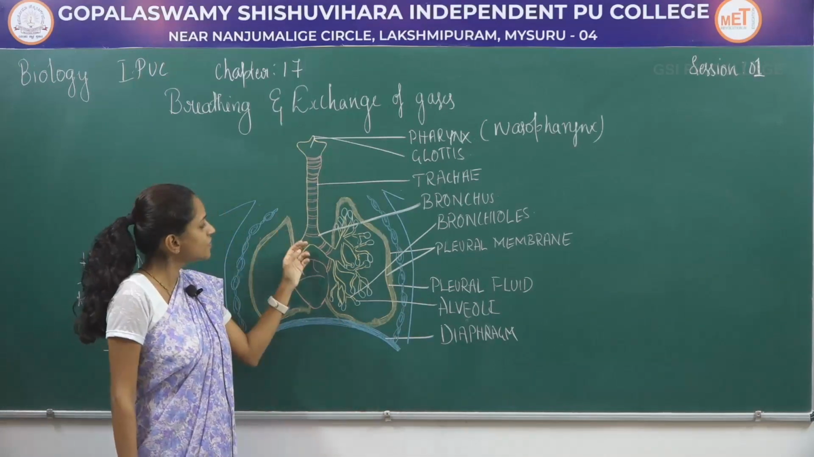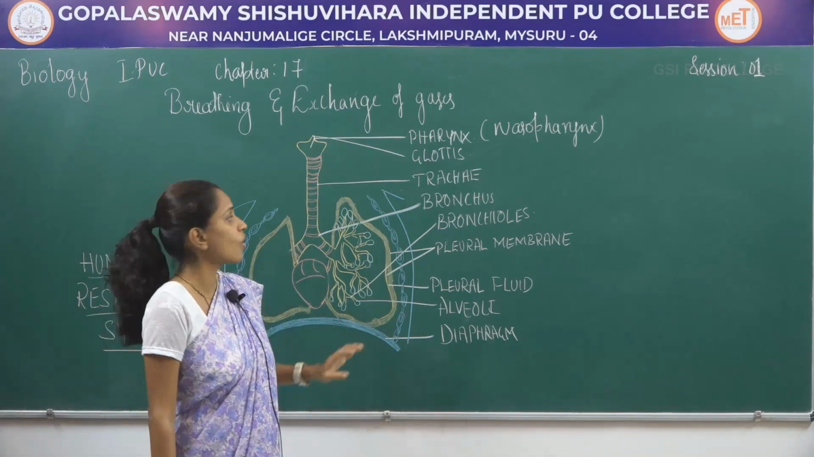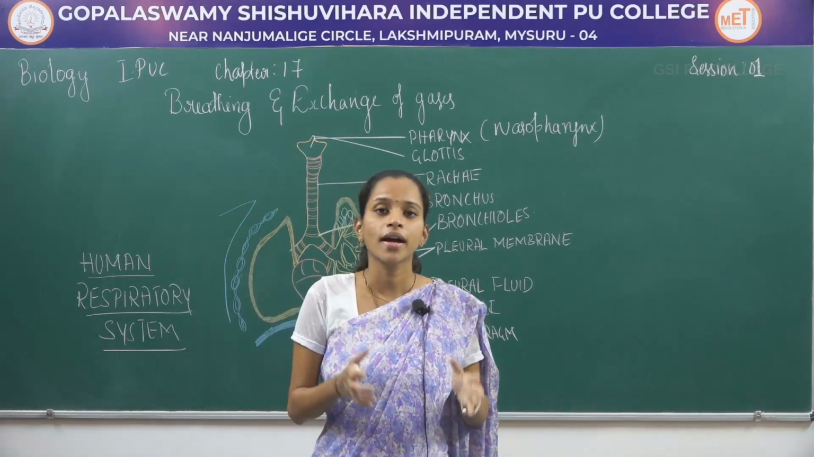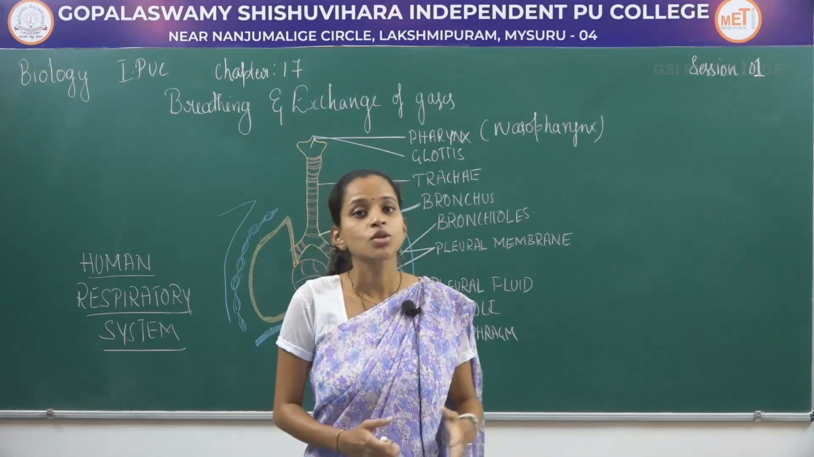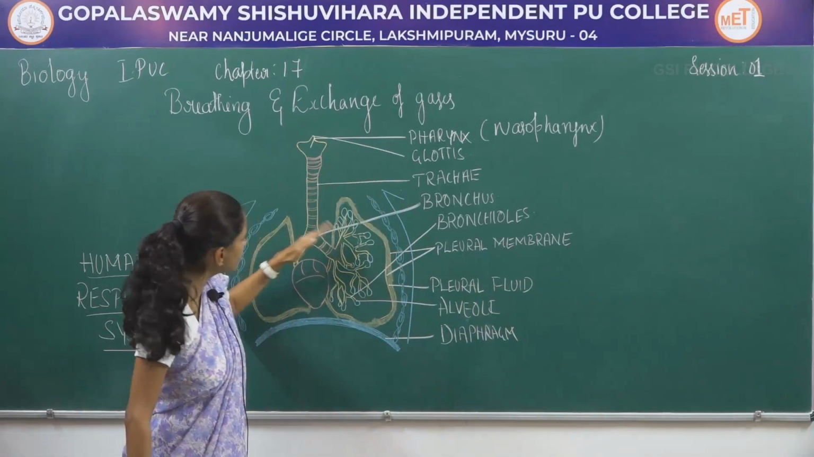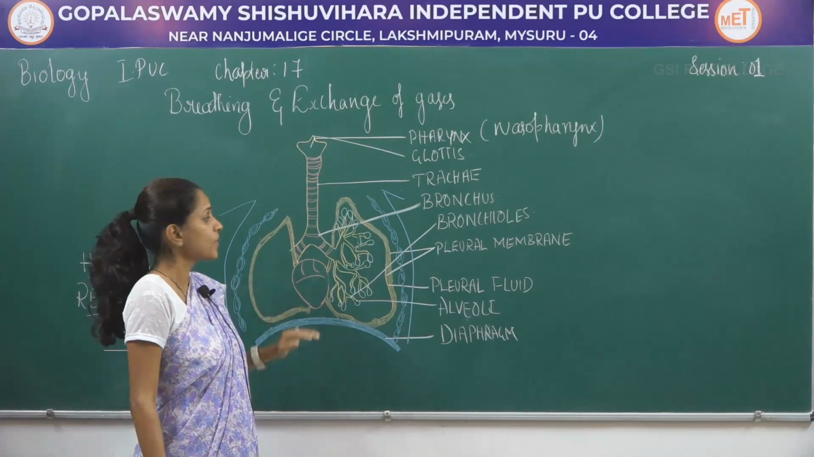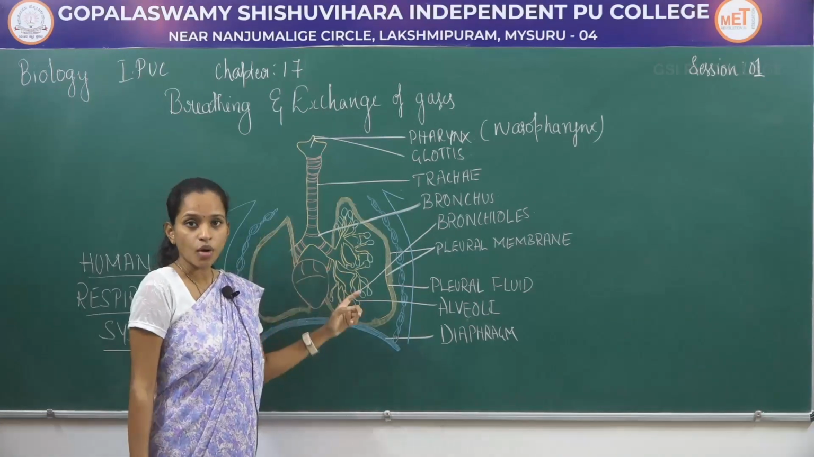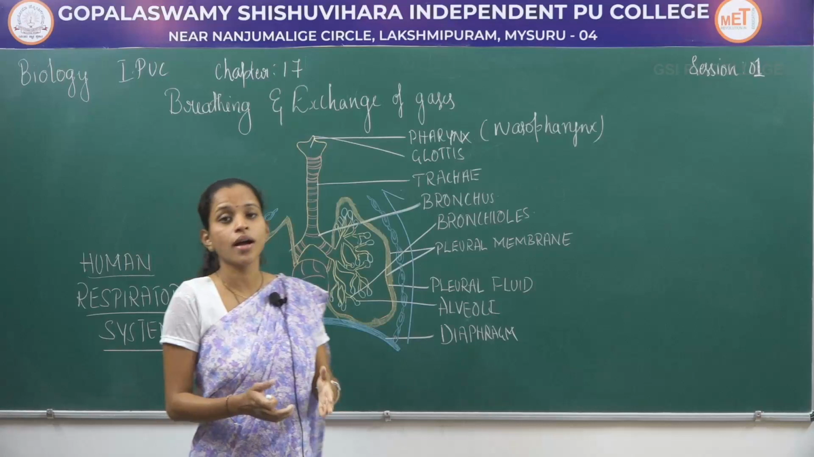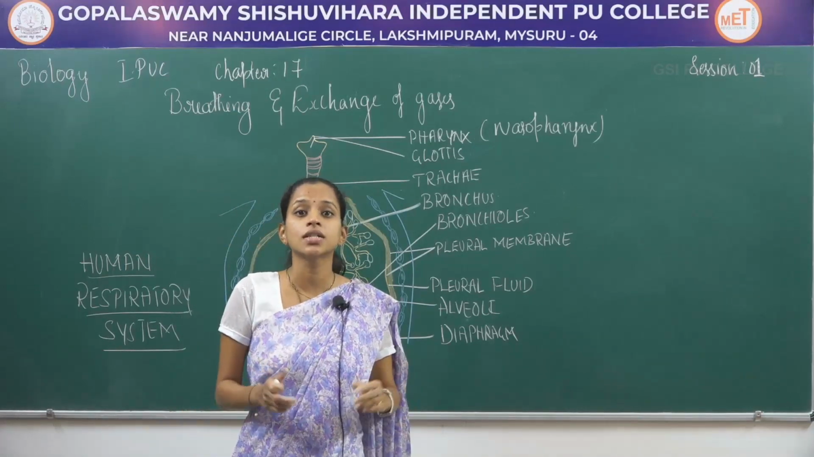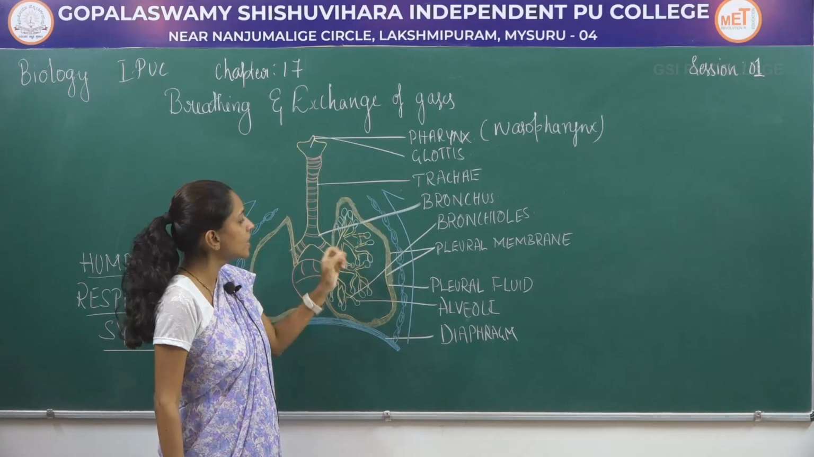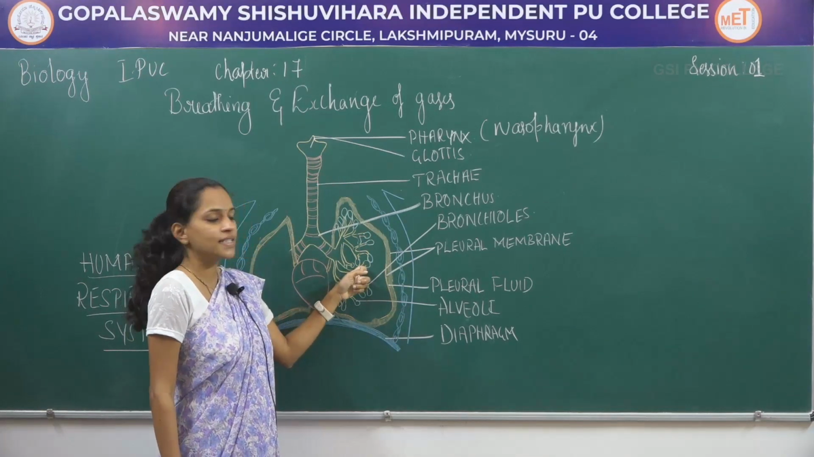This trachea is further divided into structures called bronchus or bronchi. There are primary bronchi and secondary bronchi. The primary bronchi penetrate into the lungs here. When it penetrates into the lungs, the primary bronchus is divided into secondary bronchi. It is further divided into tertiary bronchi. These tertiary bronchi terminate in smaller fiber-like structures.